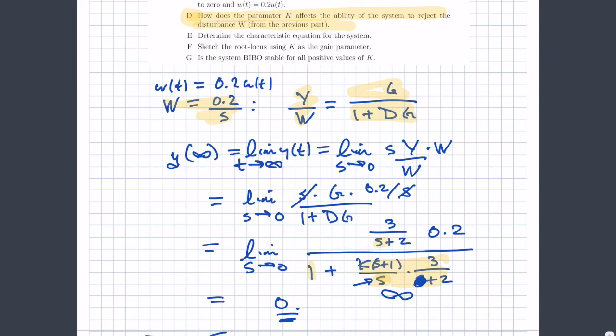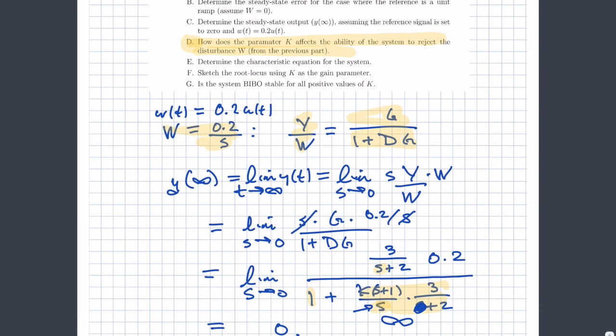For all K greater than 0. That's our underlying assumption in this class. K is greater than 0. Then y of infinity, due to the disturbance, goes to 0. Okay, so that's part D.